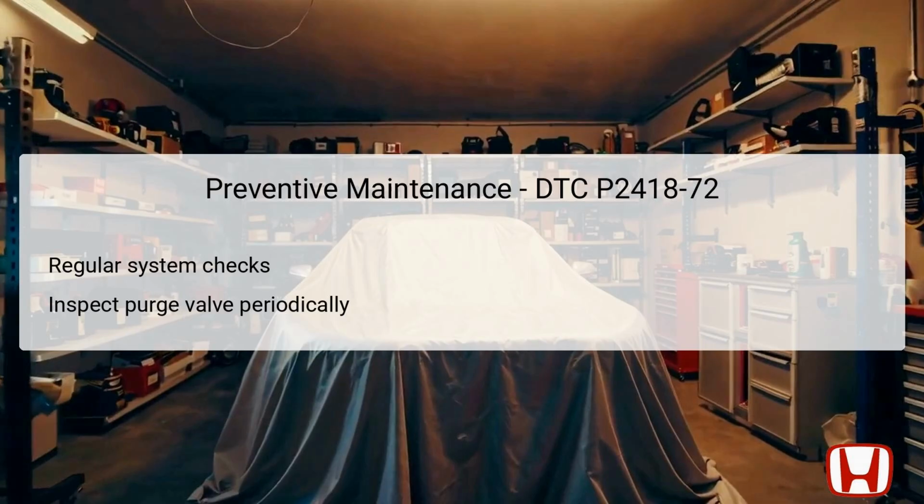Preventive maintenance is key to avoiding issues such as DTC P2418-72 in the future. Regular checks of the evaporative emissions control system can help catch early signs of wear or potential failures before they escalate into more serious problems. It is advisable to inspect the EVAP canister purge valve periodically, particularly during routine service intervals. By replacing worn components, not only can you maintain optimal vehicle performance, but you can also ensure compliance with emission regulations.